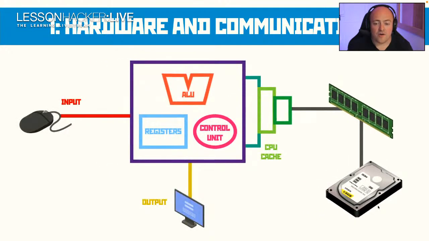On top of that, we've got our inputs and output devices. So we've got our storage over on the right there, and our inputs and output devices. They are used to put signals into and out of the computer. In this case, we've got a mouse for input and a screen for output, but there's a bunch of devices you need to know about that.